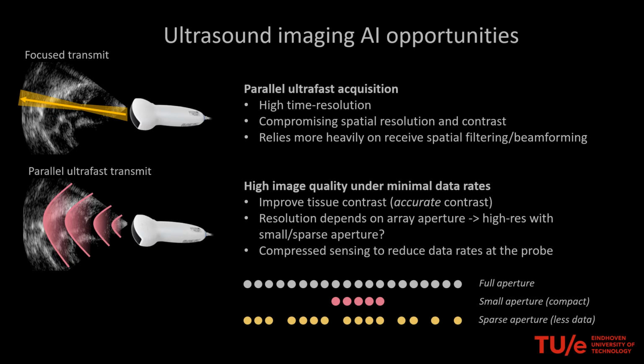So when we are sampling signals or channel data signals under sub-Nyquist rate, which has all sorts of benefits in terms of data rates and probe compactness. So these are some of those opportunities.